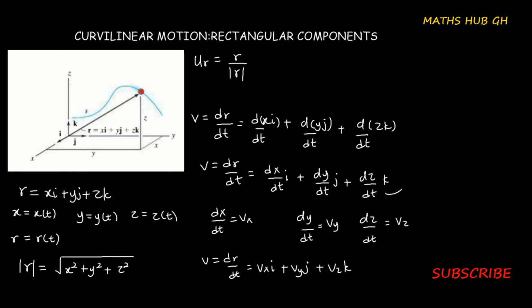Sometimes you might not see vx, vy, and vz. You'll be seeing something like x dot. This is the same as vx, which is the first time derivative of the position.